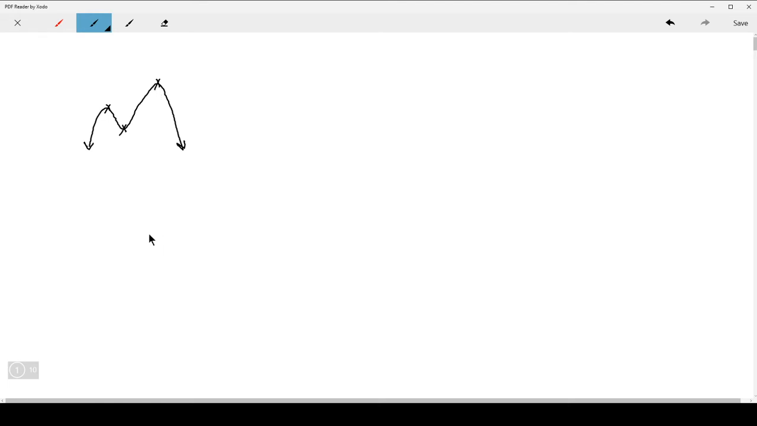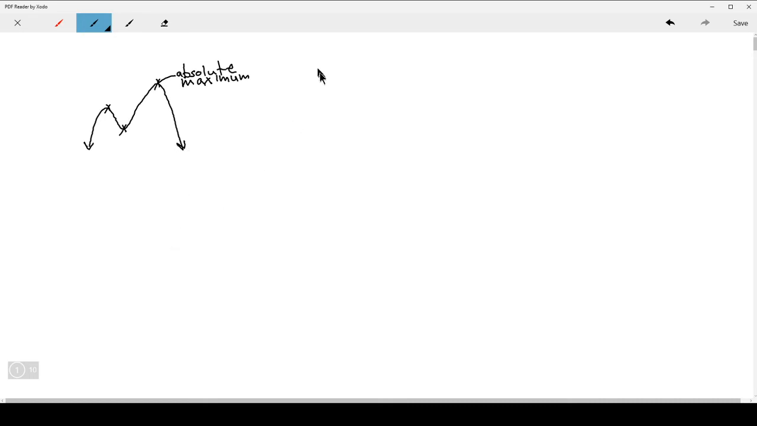But notice, for the maximum points, one of those maximum points is the absolute highest point on the function. This one right here. All right, this is the absolute highest point on the function. So we call that the absolute maximum. Now this function doesn't have an absolute lowest point because this function continues down in both directions.